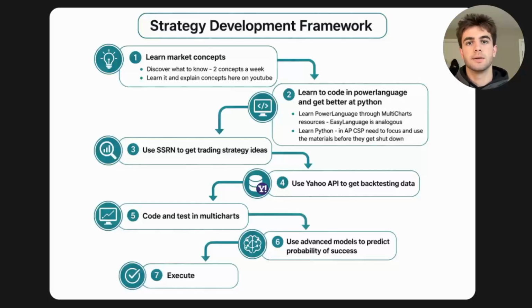This is the strategy development framework that we looked at last week. Right now I am in step 2, and this upcoming week I'm looking to move to step 3 of finding some research papers and actually using them to potentially create a profitable strategy, even if there's very low alpha.